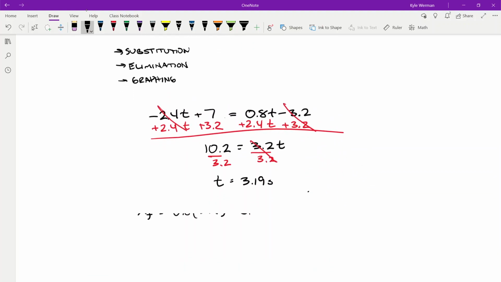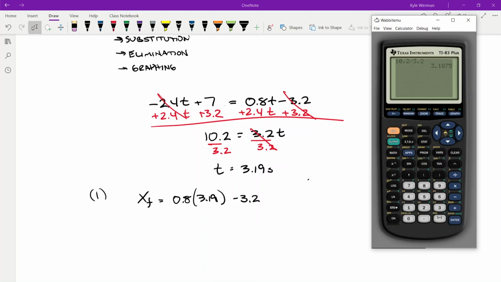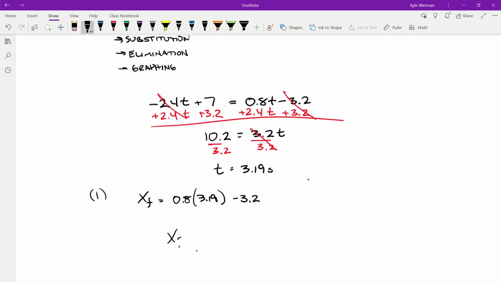Sorry for my OneNote glitching out a little bit on me. And when I plug in my calculator, I would get 0.8 times. Now, rather than rounding, I'm going to reuse this number without rounding. I can hit second answer, and it's going to plug in 3.1875. And then I'm going to subtract 3.2 from that answer, so I can do it in one step in my calculator. And I'm going to get a position, a negative position, negative 0.65. What does that mean? X final is equal to negative 0.65 meters.